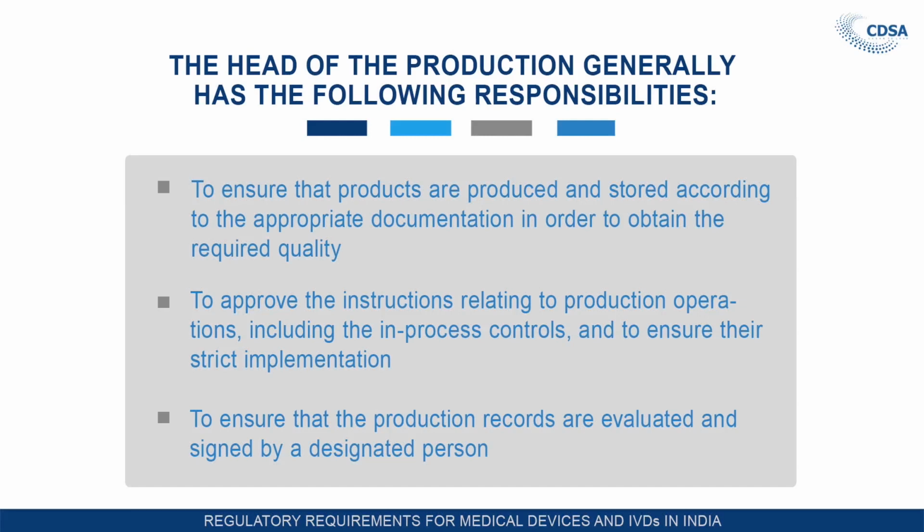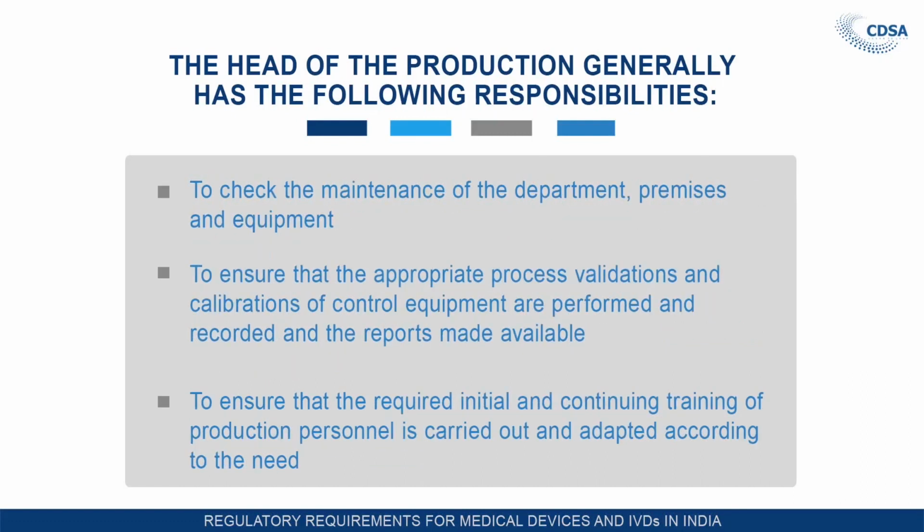to approve the instructions related to production operations, including the in-process controls, and to ensure their strict implementation; to ensure that the production records are evaluated and signed by a designated person; to check the maintenance of the department premises and equipment; to ensure that the appropriate process validations and calibrations of control equipment are performed and recorded and the reports made available; to ensure that the required initial and continuing training of production personnel is carried out and adapted according to need. Needless to add that these responsibilities are sometimes delegated to persons below the head of production. However, the production head is responsible at the end of the day.